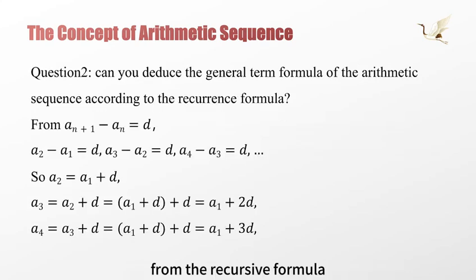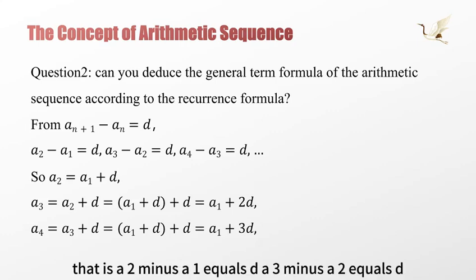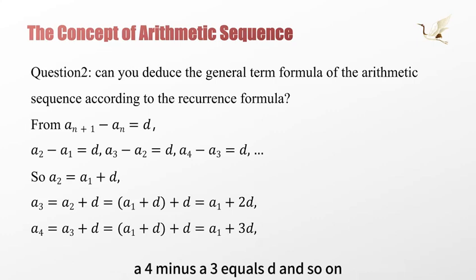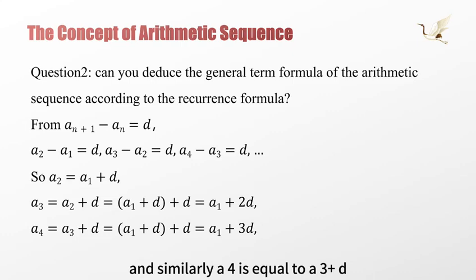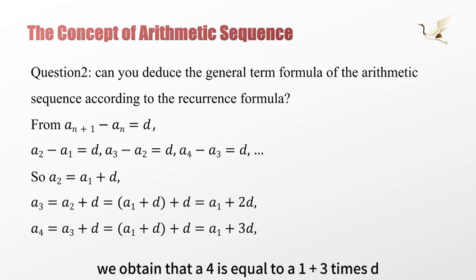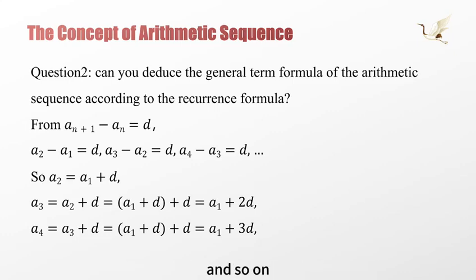This equation is both a symbolic language representation of the definition of arithmetic sequences and a recursive formula for arithmetic sequences. From the recursive formula, we can sequentially write equations where the difference between each term and the previous term is the same constant, starting from the second term. That is, a_2 minus a_1 equals d, a_3 minus a_2 equals d, a_4 minus a_3 equals d, and so on. Let's rewrite it as a_2 equals a_1 plus d, a_3 equals a_2 plus d. Then, substituting the previous conclusion, we obtain a_3 equals a_1 plus 2d, and similarly, a_4 equals a_3 plus d. Substituting the previous result, we obtain a_4 equals a_1 plus 3d, and so on.